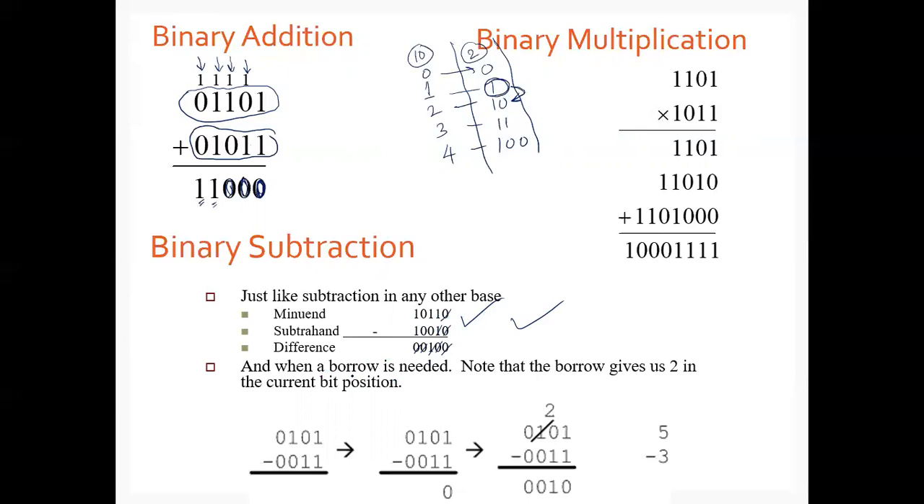So if you want to take the borrow, this kind of problem, suppose you have a number 0101, then you want to subtract 11. What is 101? 101 is 5. This guy is 5, we know that. And this 11 is 3. So you are subtracting 3 from 5, so your answer will be 2, right?